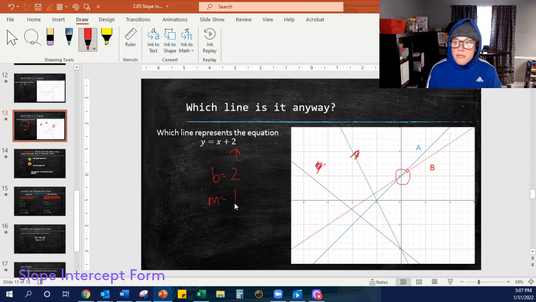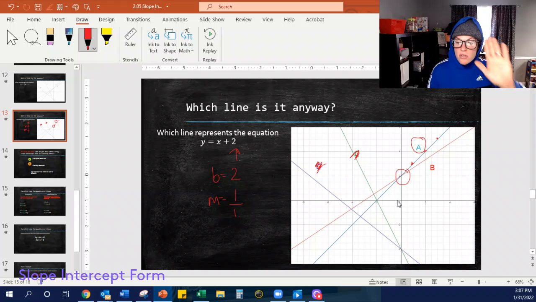Now, slope is a fraction. We can put any whole number over 1, and it's going to work. So up 1 over 1, up 1 over 1, up 1 over 1. All of my slope points, using the slope to come up with another point on the line, are on this blue line. So the linear equation for A is y equals x plus 2.